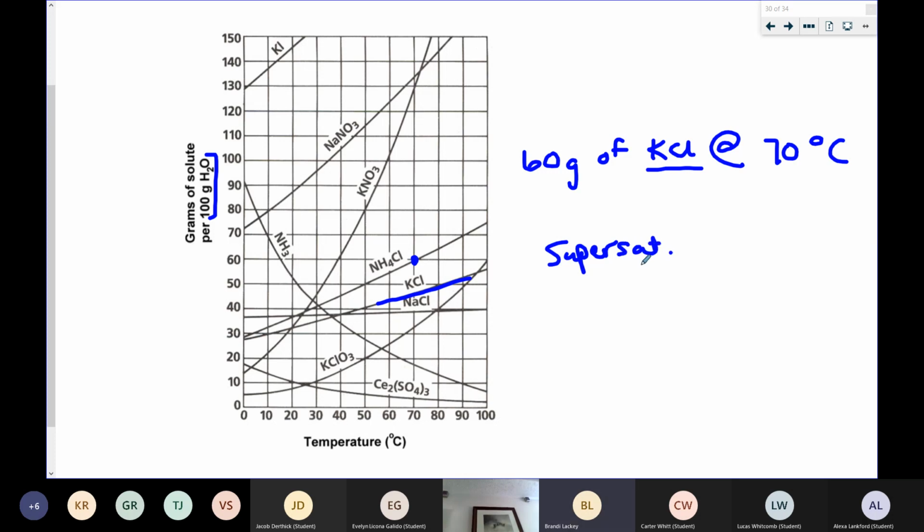So that's one where it'll start to cool and it will crystallize. So remember, you're looking at where that point is in comparison to the line. Above it is supersaturated. If this was at 70, if it was like 45 grams, that's pretty much on the line, so that would be saturated. If it was below the line, it would be unsaturated. I think everyone felt pretty comfortable with the solubility curve.